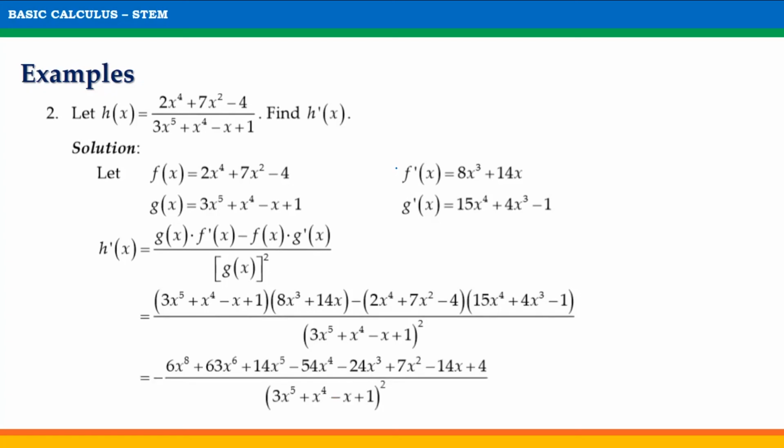Simplifying the numerator, we will get -6x^8 + 63x^6 + 14x^5 - 54x^4 - 24x^3 + 7x^2 - 14x + 4 all over (3x^5 + x^4 - x + 1) quantity squared.